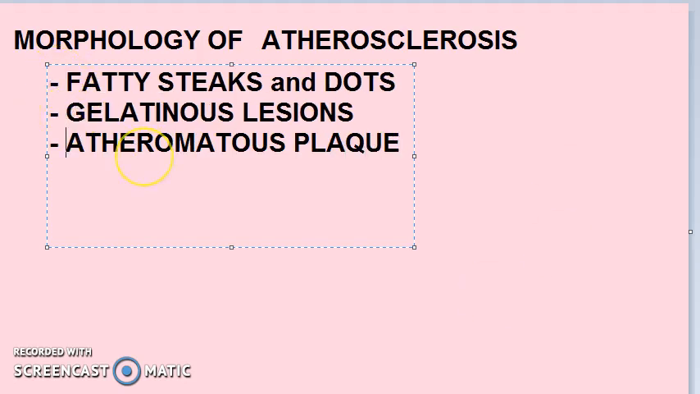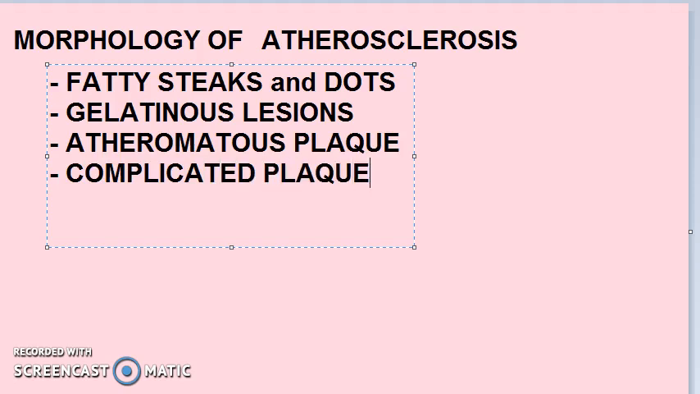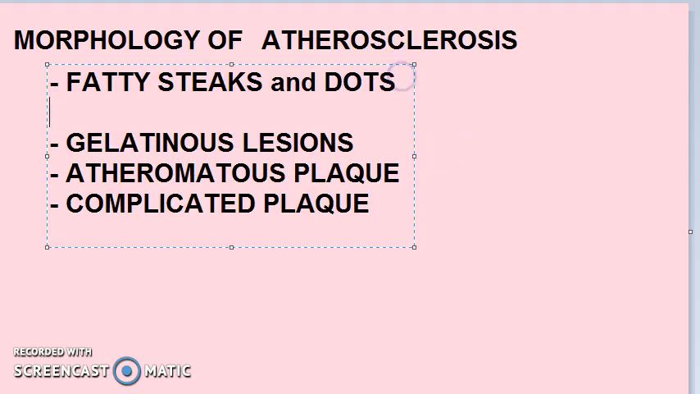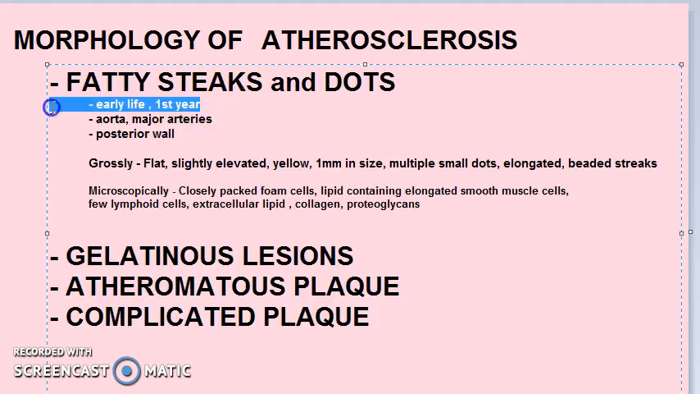If they ask you the morphology of atheromatous plaque, you will have to write only this point, and after that you have complicated plaque. Okay, so basically fatty streaks and dots, this is there in very young people.